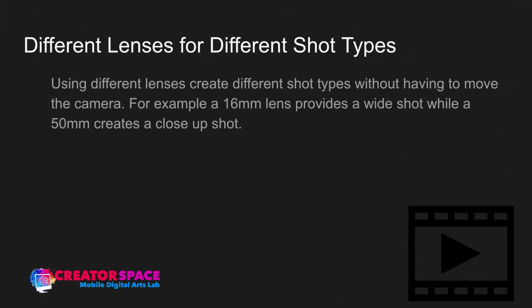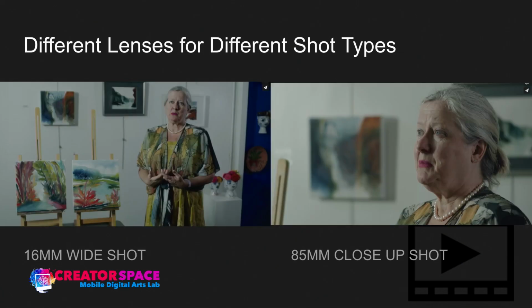For example here, I just made a note: the 16 millimeter lens provides a wide shot when you put it on the camera, and a 50 millimeter can create a close-up. So what could this look like? I pulled a couple of still grabs from a documentary that I shot for the Blue Mountain Foundation for the Arts, just an overview of the foundation. And here are two different shots. One is with the 16 millimeter, a wide shot, and one is with the 85 millimeter, a close-up shot.